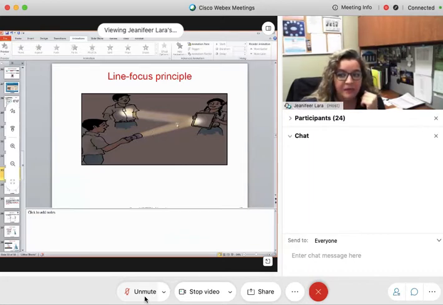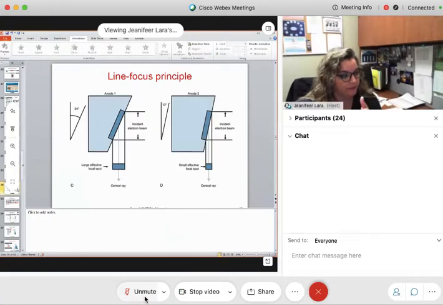He is aiming at the mirror. This child is tilting the mirror to redirect the light. Okay? We're redirecting the light in this picture. The line focus principle behaves similarly.